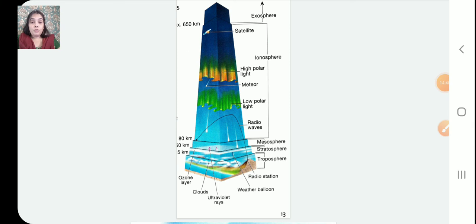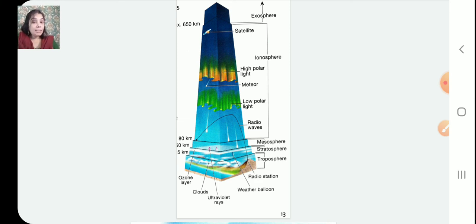Do you know what the atmosphere is made up of? Like the earth, the atmosphere also has many layers. The word atmosphere means a gaseous cover enveloping a planet. Our earth is covered with the atmosphere. Without this atmosphere, life would be impossible on the earth. One fifth of the atmosphere is oxygen and the remaining is nitrogen.